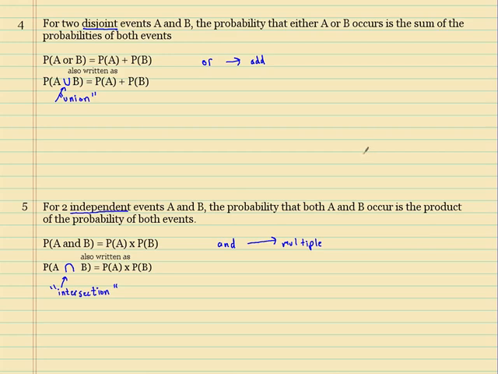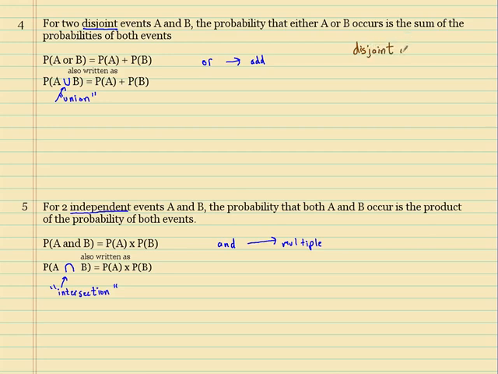Now we're getting to rule 4, so this gets a little more complicated. For two disjoint events, A and B, the probability that either A or B occurs is the sum of the probabilities of both events. And here's the notation. But let's talk about disjoint for a second, because you're not going to understand it if you don't know what it means.